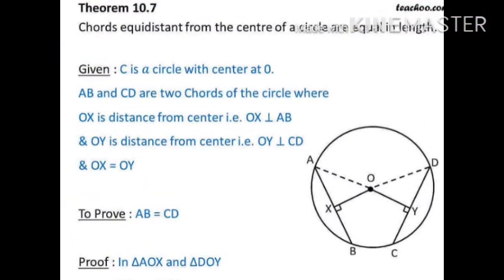Now theorem 10.7. Chords equidistant from the center of a circle are equal in length. You draw this figure. Given a circle with center O, AB and CD are two chords of a circle, where OX is the distance from the center, that is OX is perpendicular to AB, and OY is the distance from the center, that is OY is perpendicular to CD, and OX is equal to OY. Prove AB is equal to CD.